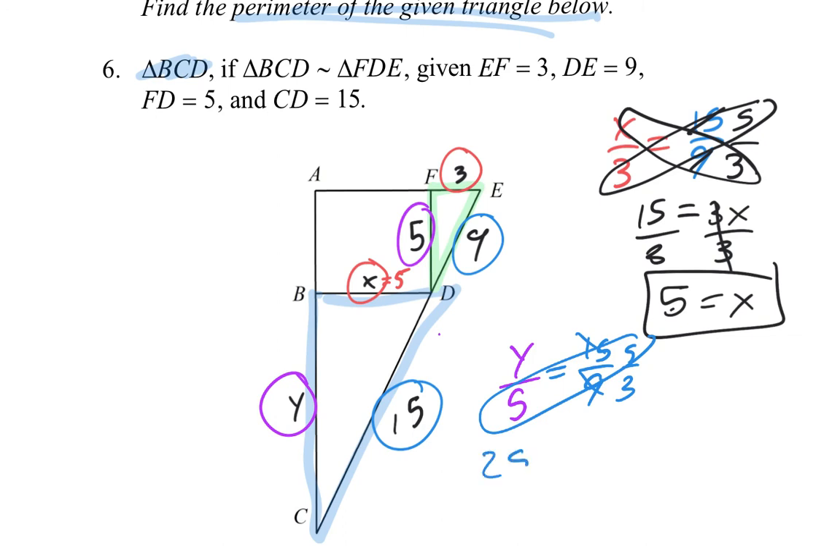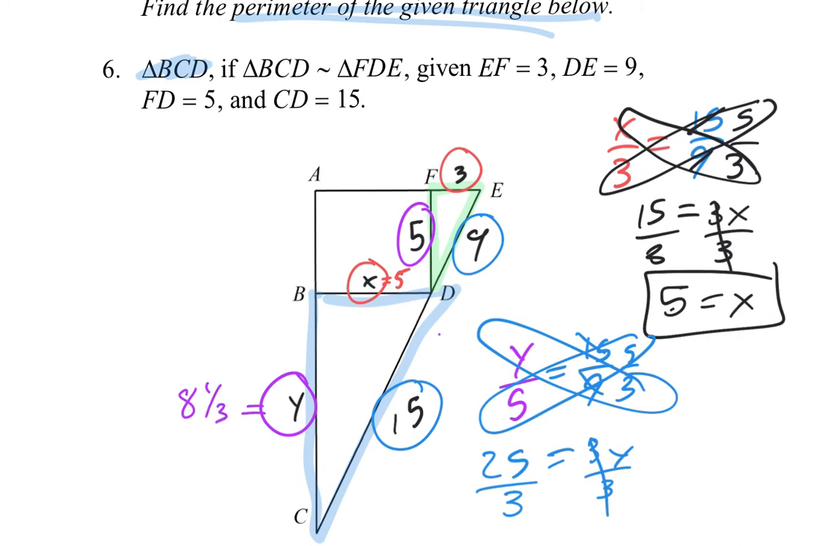And we get 25. And cross multiply, and we get 3y. Divide by 3, divide by 3. We get 25 thirds. This is one where you might actually want to convert it to a fraction. So 25 thirds is like 8 1/3 or 8.33 repeating.